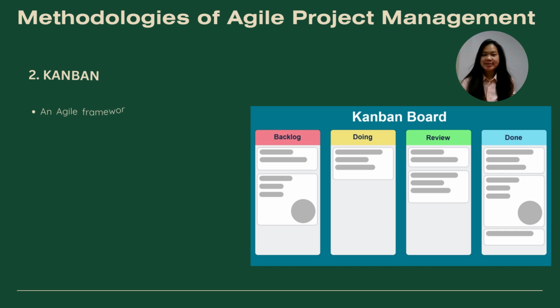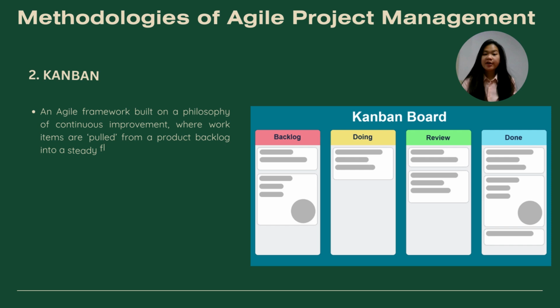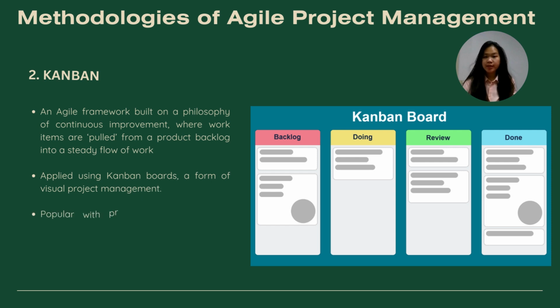Moving on to the second methodology of Agile project management, which is Kanban. So Kanban is a word or term that originated from Japan, which directly translates to visualized board. Kanban is an agile framework built on a philosophy of continuous improvement, where work items are pulled from the product backlog into a steady flow of work. As you can see on the right, it shows the overview of the Kanban board.